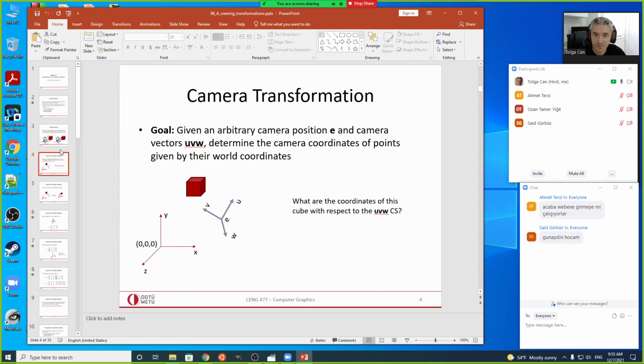Let me first talk about this problem. The goal is, given an arbitrary camera position E and arbitrary camera vectors U, V, and W, so we are given a new coordinate system. This may be a camera coordinate system or a different coordinate system. Our goal is to figure out the new coordinates of these points in this new coordinate system.